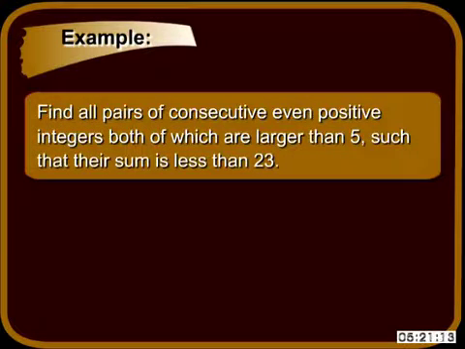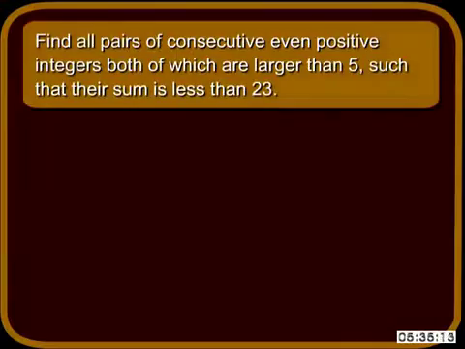Now let us see another example. Find all pairs of consecutive even positive integers, both of which are larger than 5 such that their sum is less than 23. Now let us see its solution.